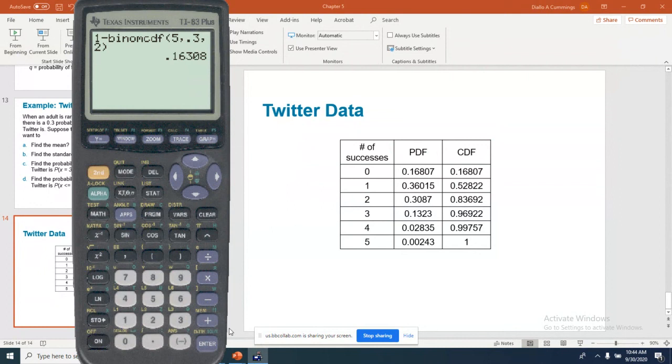Right? So we get 0.16308. All right, so that's the probability that X is greater than or equal to 3. Notice that there was an equal sign in that probability.